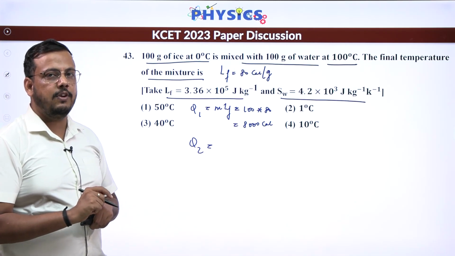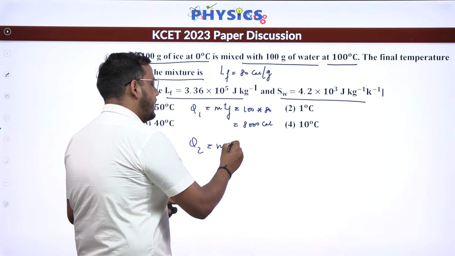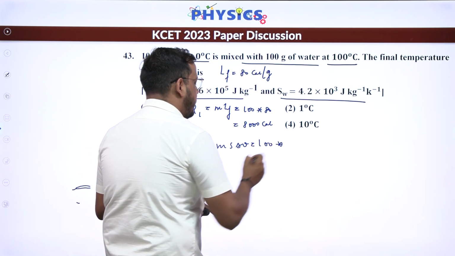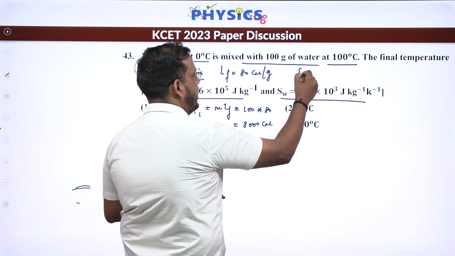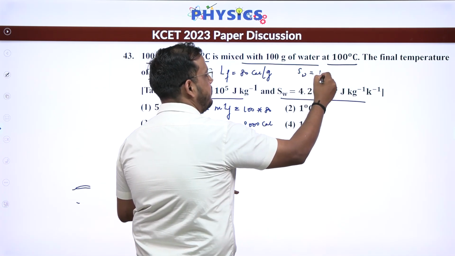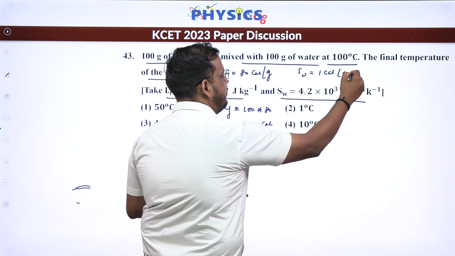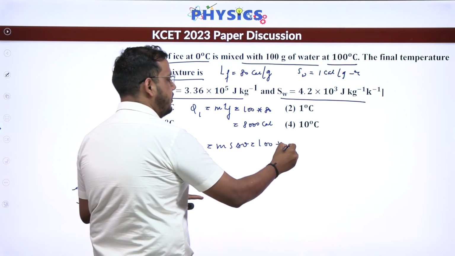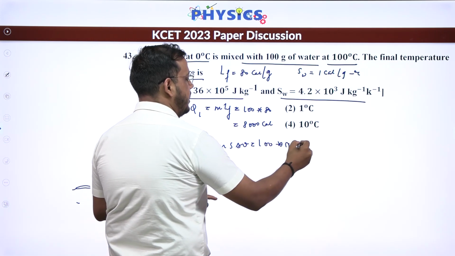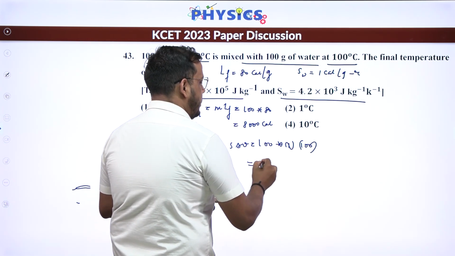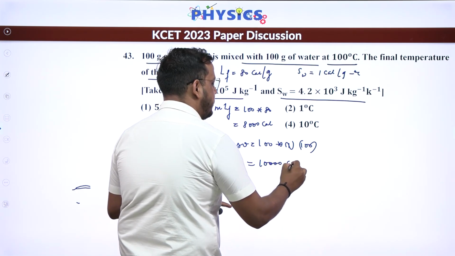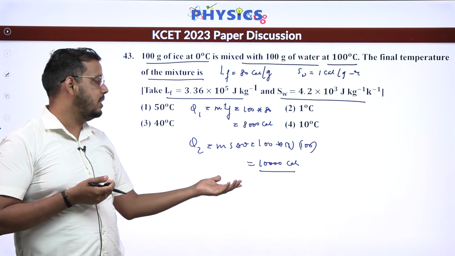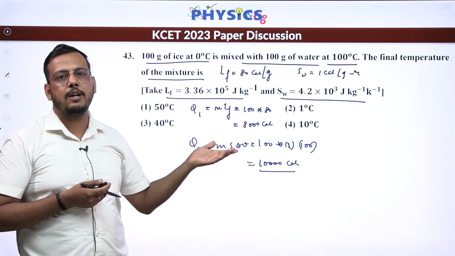So we will use the specific heat capacity formula, m s delta theta. What is the mass of water here? 100 gram. And the specific heat capacity of water in calories is 1 calorie per gram per degree Celsius. So mass is 100 gram, s is 1, and delta theta is 100. It comes out to be 10,000 calories. So it is clearly observed that Q2 is greater than Q1, which means water will give the 8000 calories to the ice and the ice will get completely melted.